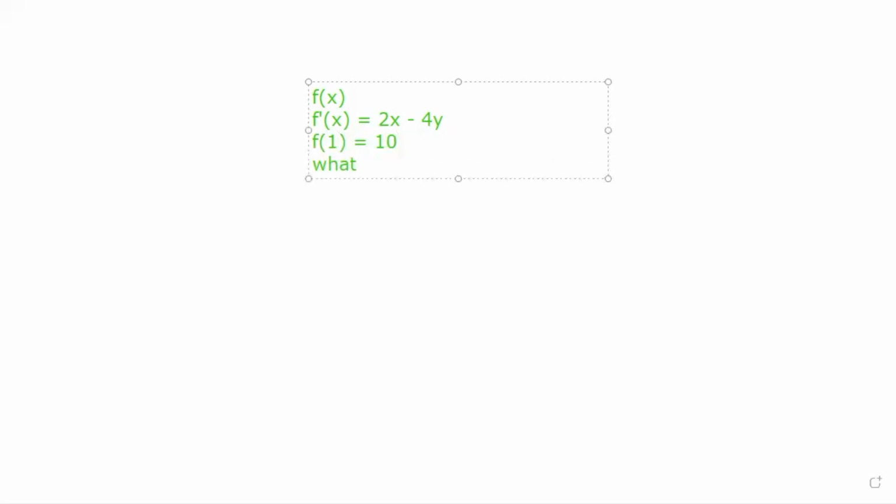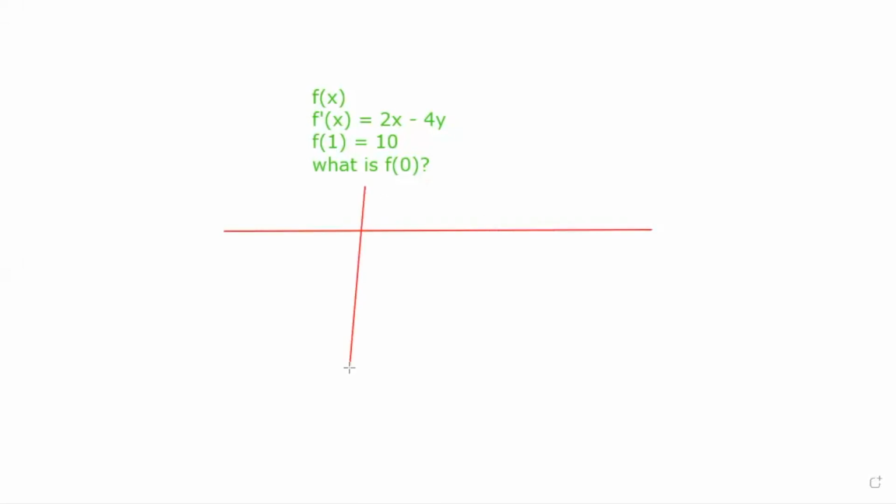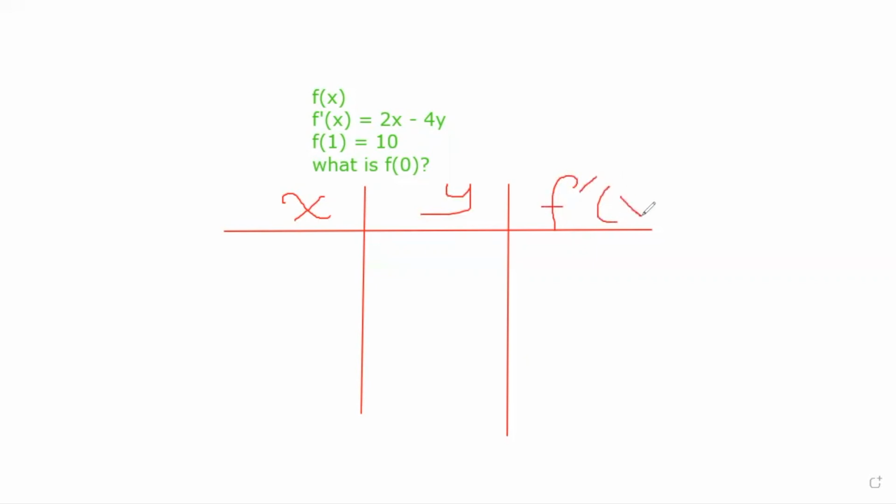But now the question asks you, what is f of 0? So now you have to work backwards. So how are you going to work backwards? First, let's make our chart. Let's say we have x, y, and our f prime of x. Cool. Now our first value is going to be 1, 10.